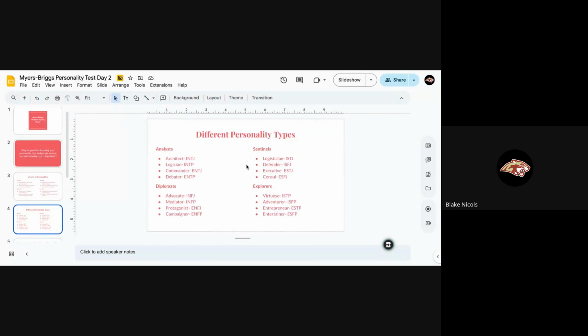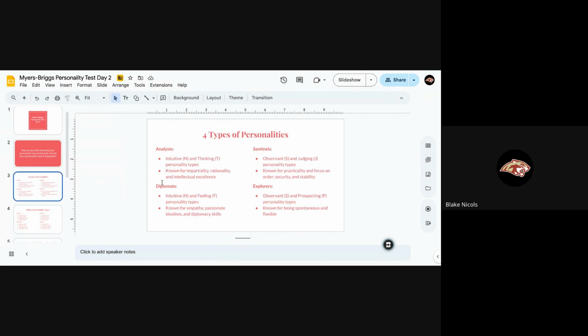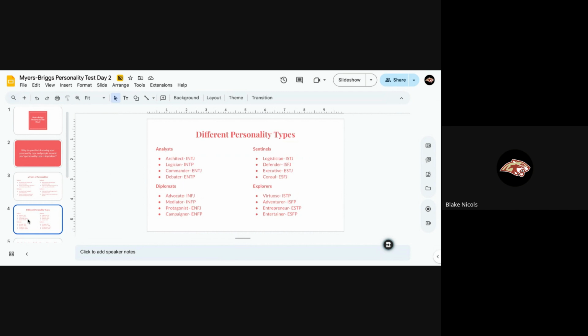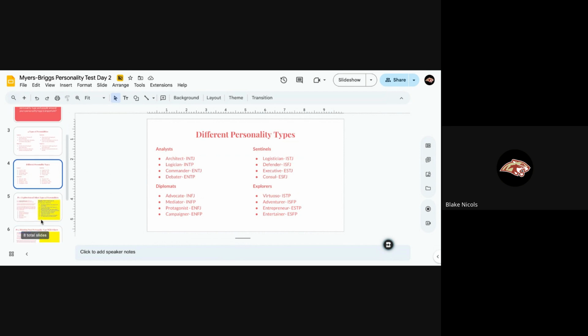And next to those different personalities are 4 letters, and they sync up to different traits. So if there's an N next to that personality, that would be someone who would be intuitive, T for thinking, F for feeling, S for observant, J for judging, and P for prospecting. So for me, I was a defender, so my 4 letters were ISFJ. So yours will be specific to yours.